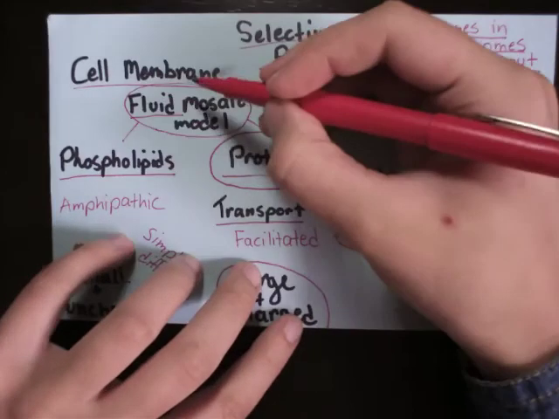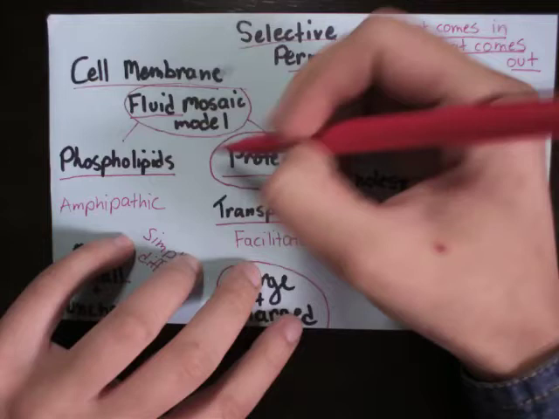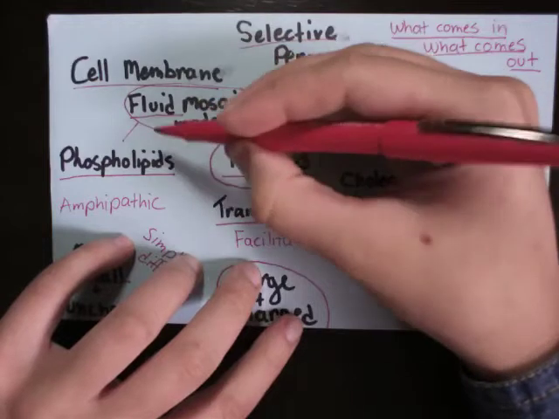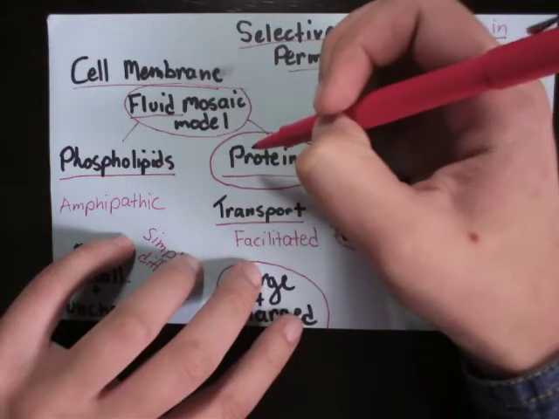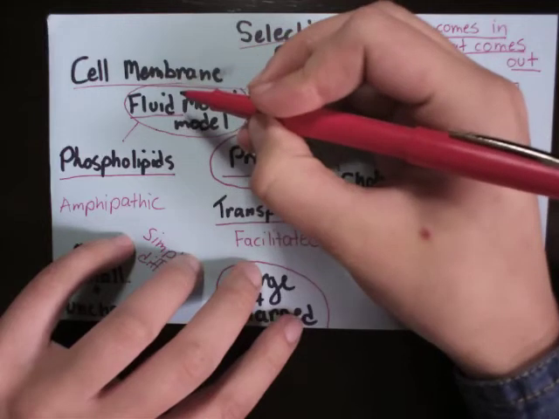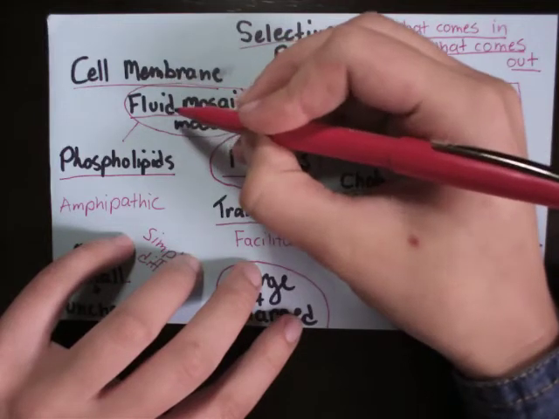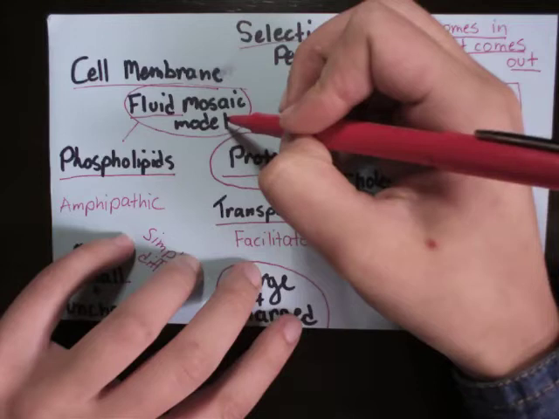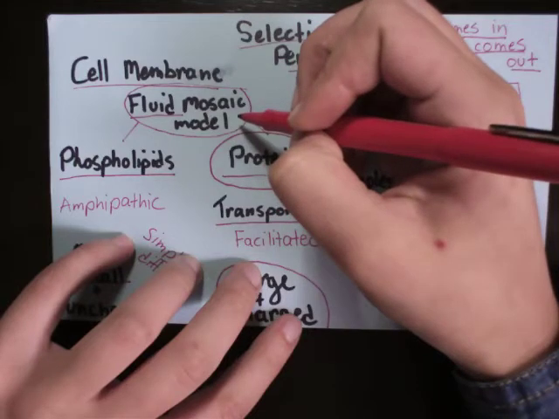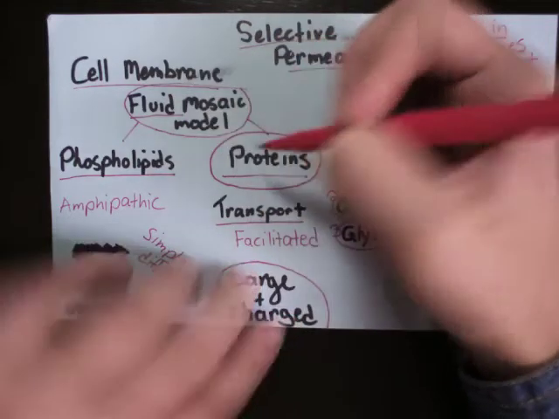We're going to build a model of the cell membrane. It's going to be called the fluid mosaic model. If we break this apart, we can figure out exactly what that means. Fluid, things are in motion. Things are constantly moving in our membrane. It's like a mosaic because it's made of a bunch of different parts. It has a bunch of different moving parts, the fluid mosaic model.